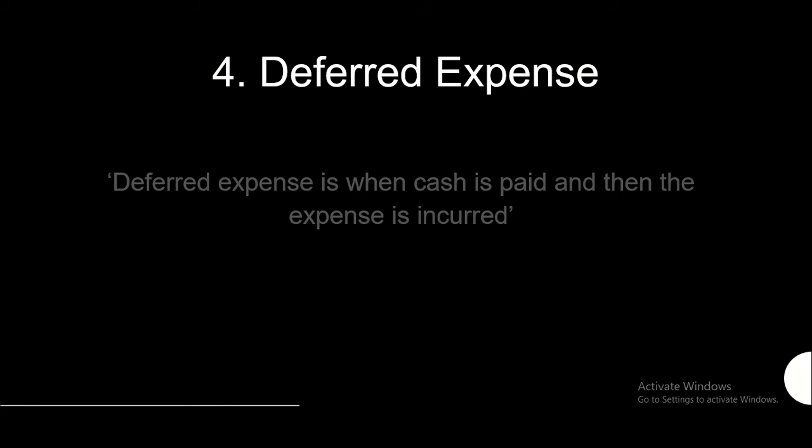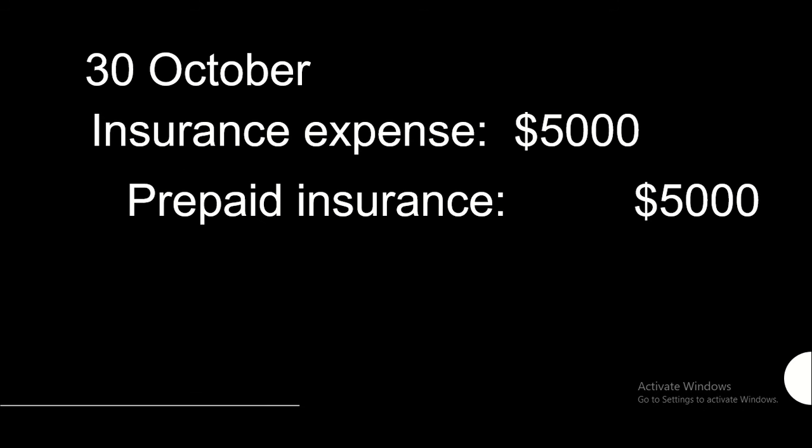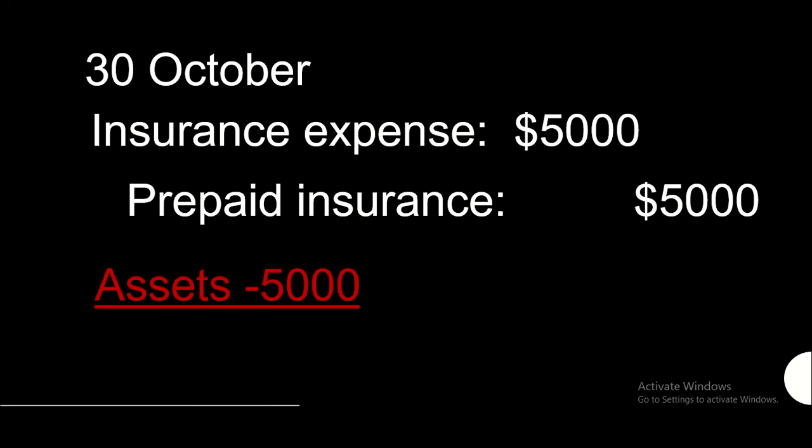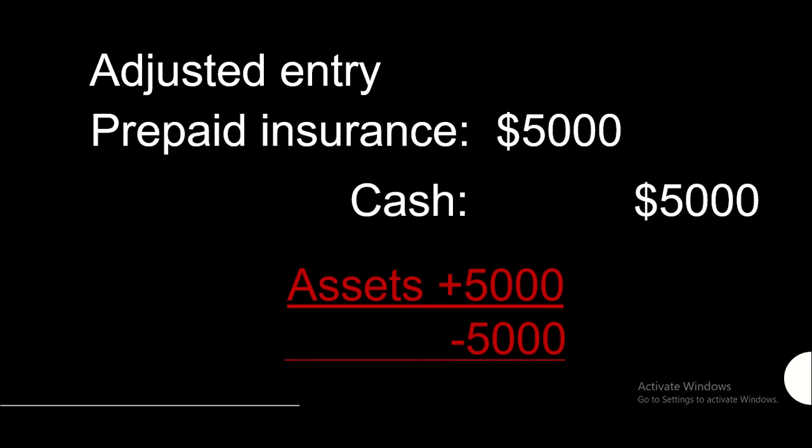Last of all, deferred expense. Deferred expense is when the cash is paid and then the expense is incurred. For this example, the journal entry will look something like this, which results in a decrease in assets and decrease in equity. If we were to adjust this, it would look something like this. This results in a decrease and increase in assets in order to balance the accounts previously.